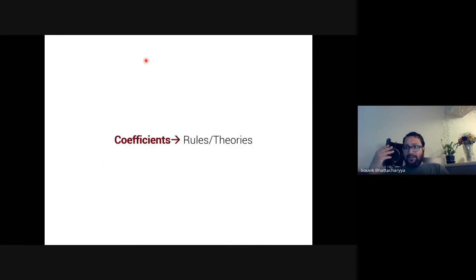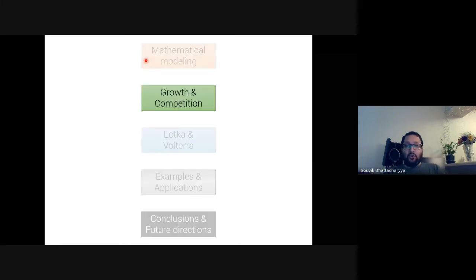And then, as I said, there are three components. The third component is coefficients, which is nothing but the rules or theories that you make out of your assumptions and after calculating your probabilities. So going to the second part, that is growth and competition.